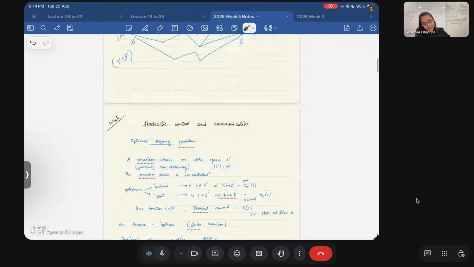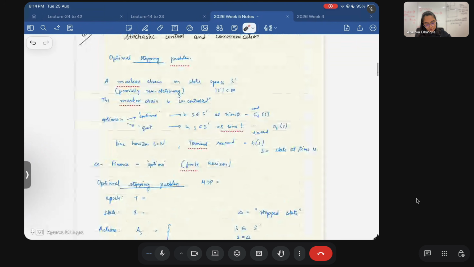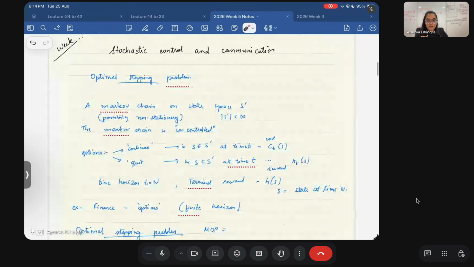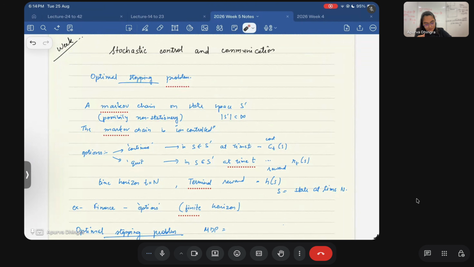Now we're taking the example of the optimal stopping problem. This is what we're going to focus on today. This is something I've taken from the lecture notes as it is, and then I'll explain what all of these things mean. Consider what is called an optimal stopping problem. Consider a Markov chain with state space S dash. We are assuming that the state space is finite, that is, the cardinality is less than infinity.